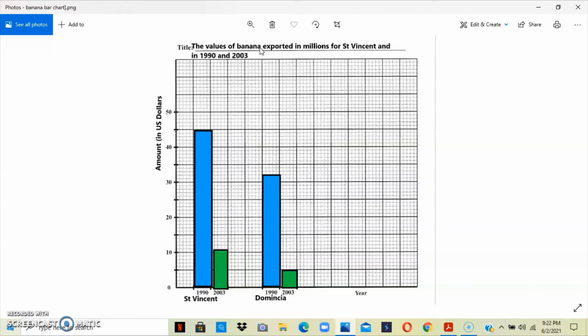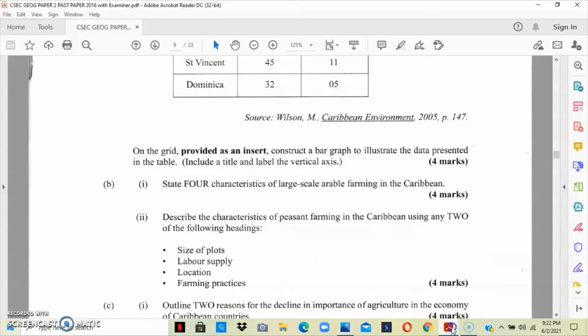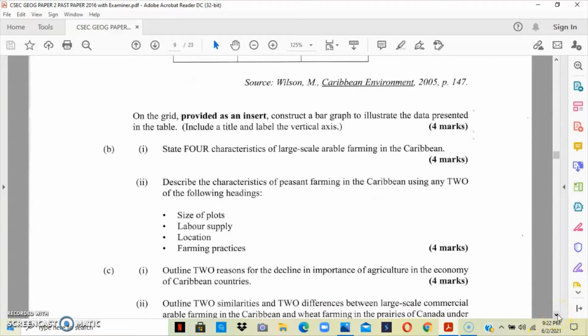Please try to get your bar graph constructed as neatly and as accurately as possible so that you can get maximum marks. Let us look at part B, question 1. You're to state 4 characteristics of large-scale arable farming in the Caribbean.